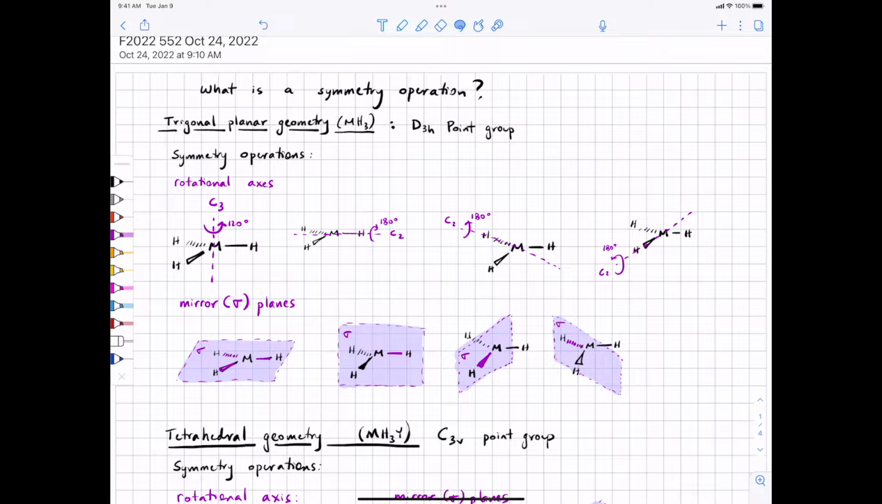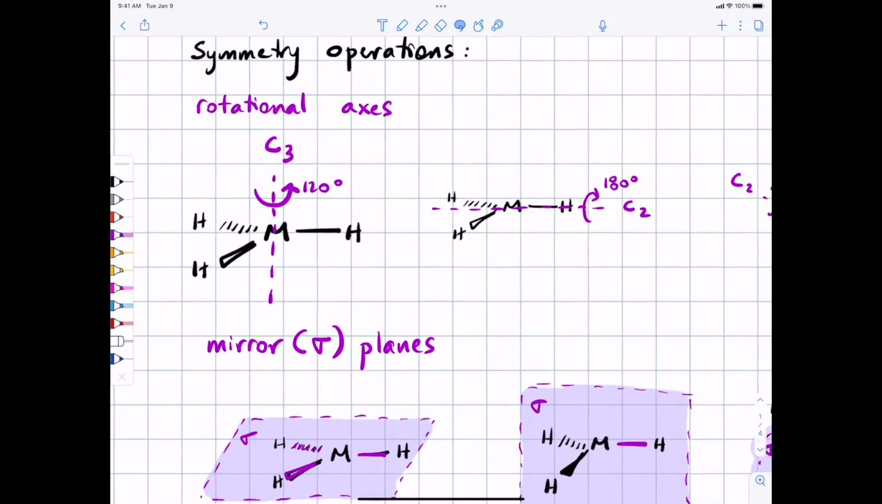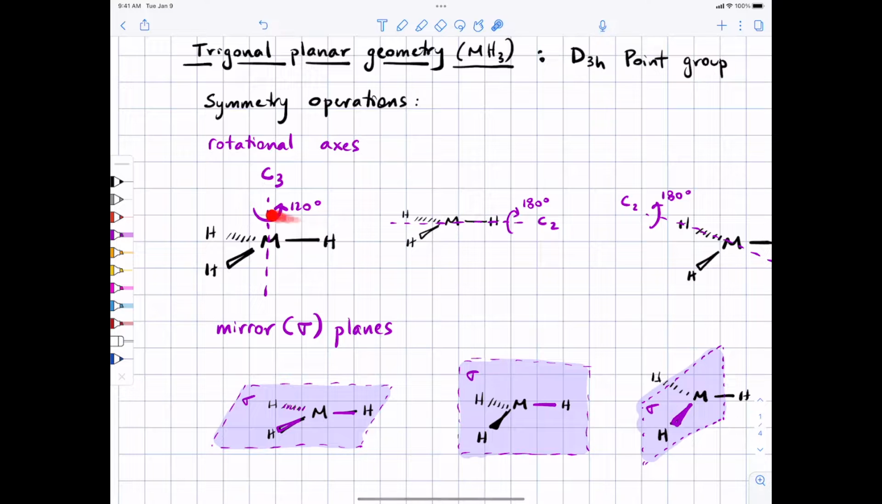We'll go through it a little bit more systematically, and I'll try to re-explain stuff that I didn't do very well on Friday. So, symmetry operations. You've got rotational axes. So in this trigonal planar geometry, often systems of high symmetry have multiple symmetry elements in them. For example, this trigonal planar molecule has a C3 axis, which means that you rotate by 120 degrees, and then the coordinates of the molecule remain unchanged.